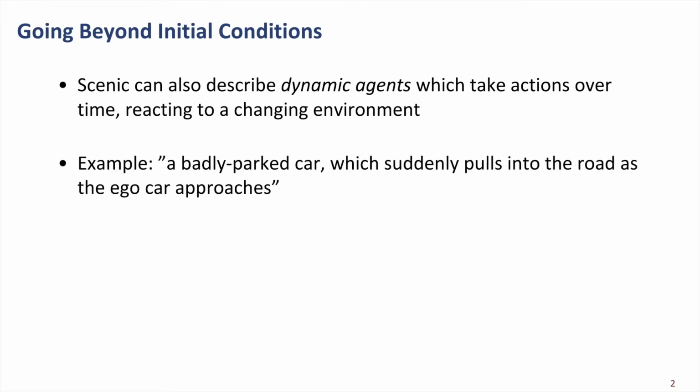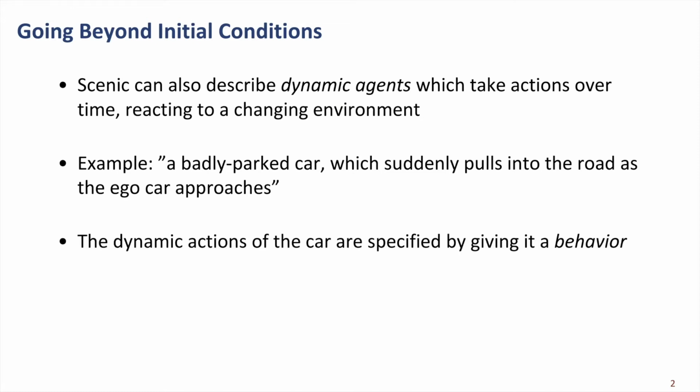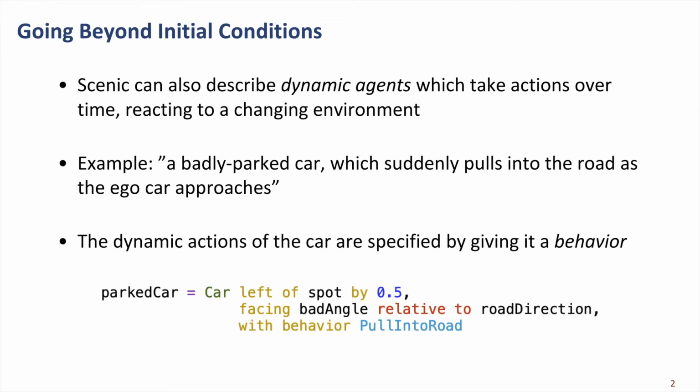So for instance, we had the badly parked car example, which Sanjit showed earlier, where you can specify not only the distribution on the car's position, but also some distribution over a policy for that car, saying how it should behave. And we call that policy a behavior. Scenic has syntax for specifying behaviors in a variety of different ways. So this is a snippet of code similar to what we saw before, where we're specifying the initial position of the car, its orientation, but also the behavior, which is given by this behavior pull into road.